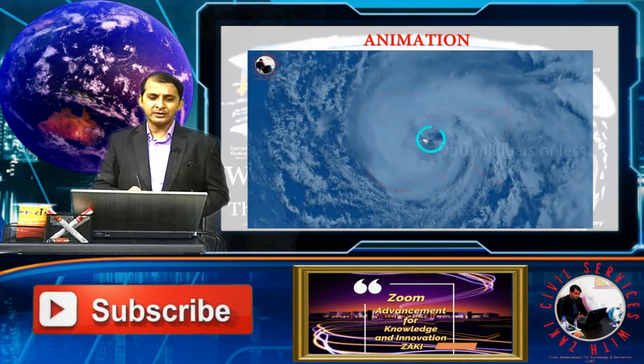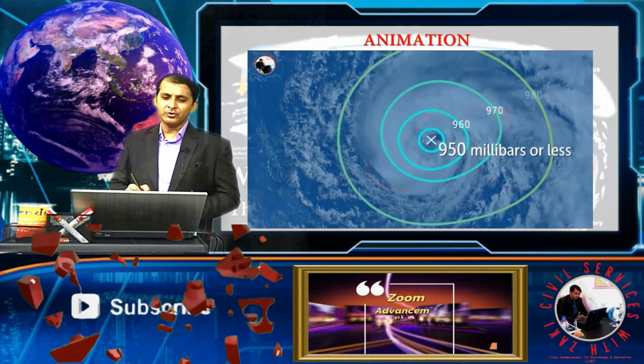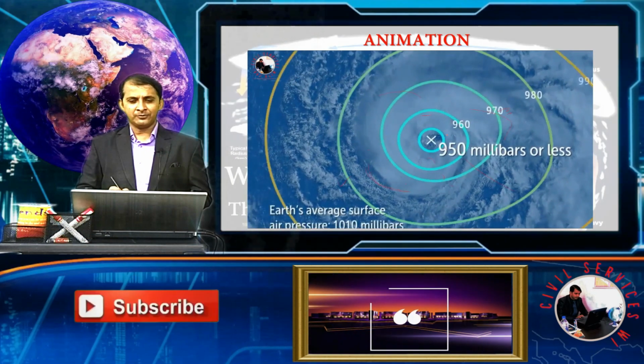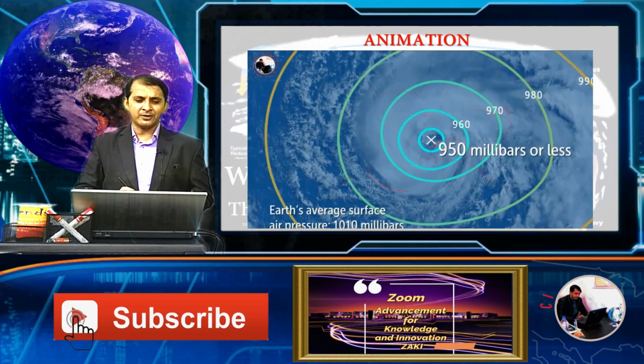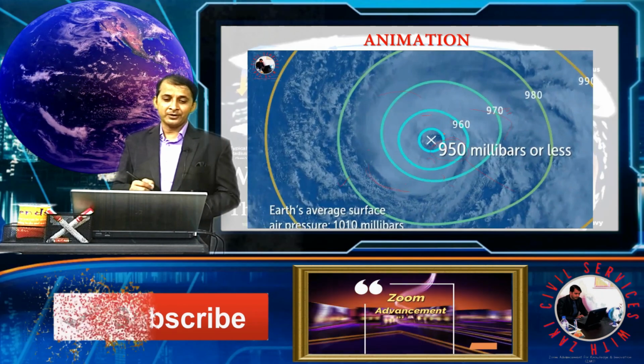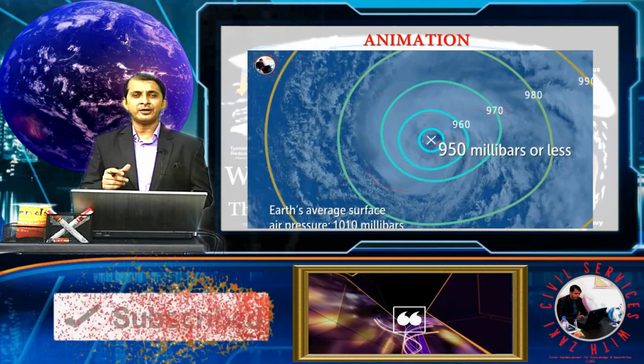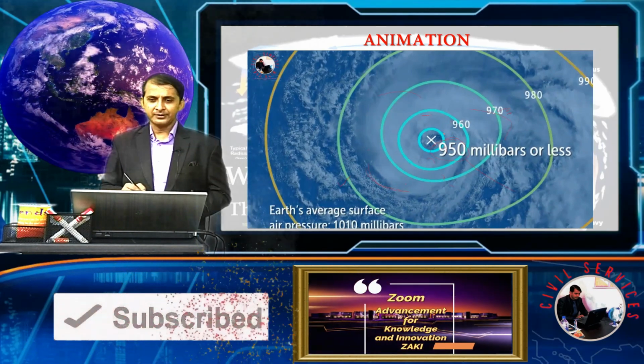If you see this area, most cyclones form at about 950 millibars. As you know, the average earth air pressure is 1010 millibars.